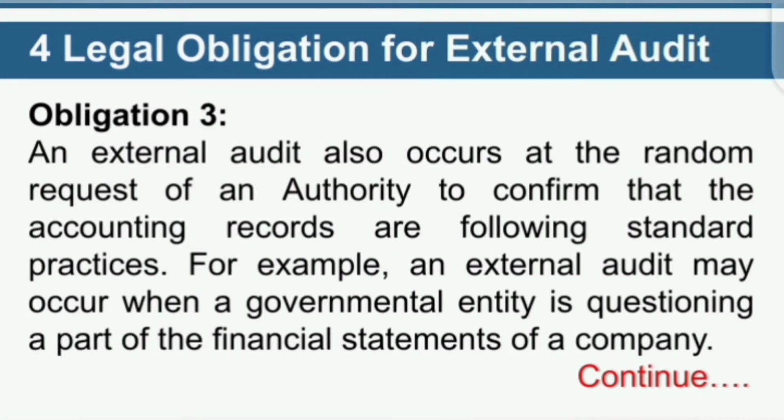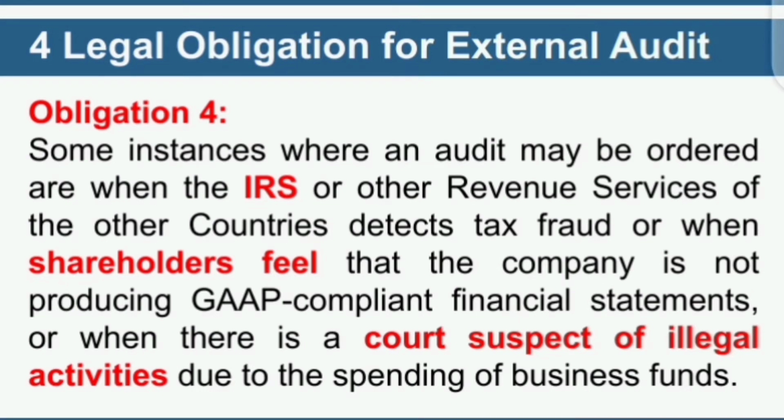Four legal obligations for external audit. Obligation number 3. An external audit also occurs at the random request of an authority to confirm that the accounting records are following standard practices. For example, an external audit may occur when a governmental entity is questioning a part of the financial statements of a company.